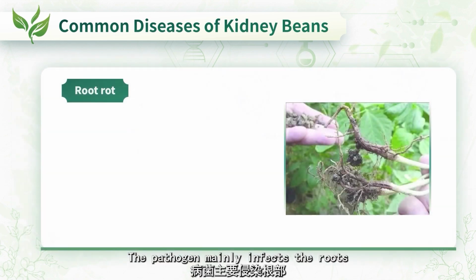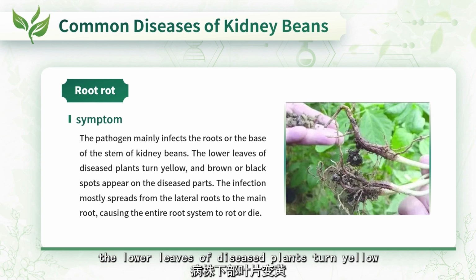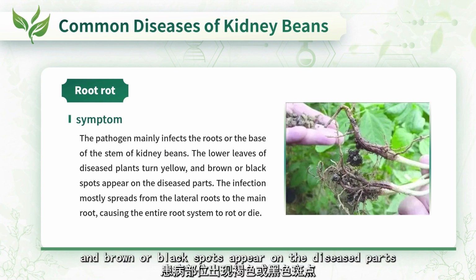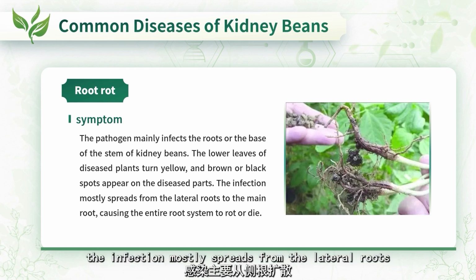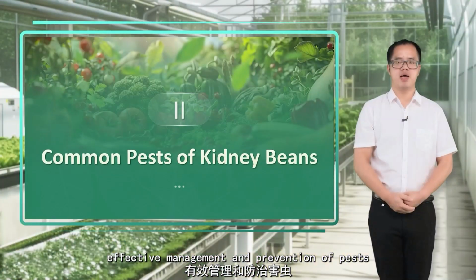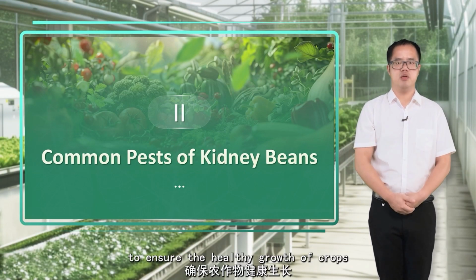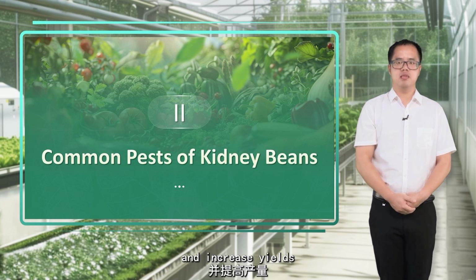Root rot. The pathogen mainly infects the roots or the base of the stem of kidney beans. The lower leaves of diseased plants turn yellow, and brown or black spots appear on the diseased parts. The infection mostly spreads from the lateral roots to the main root, causing the entire root system to rot or die. Effective management and prevention of pests are key measures to ensure the healthy growth of crops and increase yields.